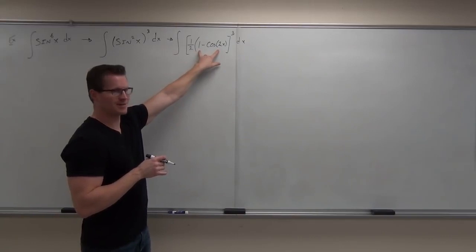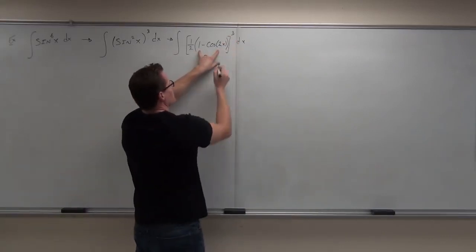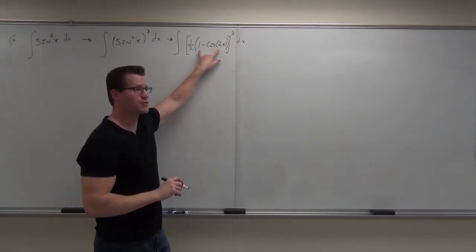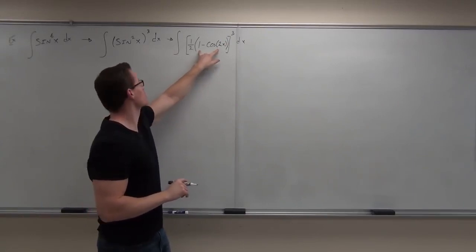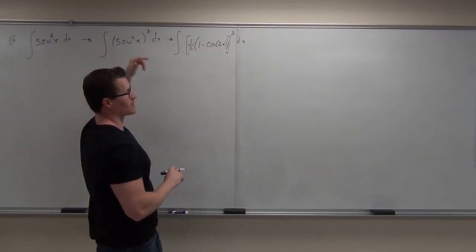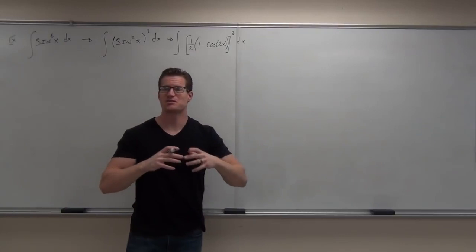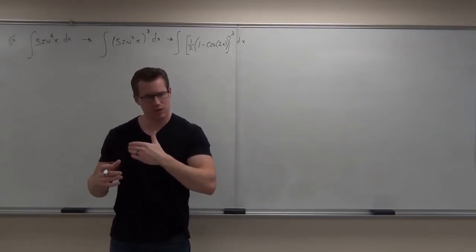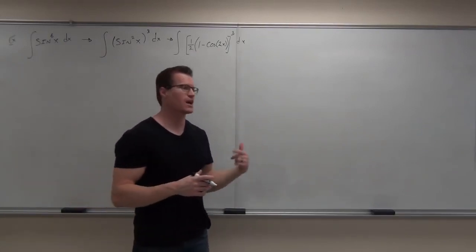Now, what do you have to do with this thing? Just keep it that way. Foil it. Oh, you know what, I forgot something, sorry. You're going to have to distribute that. If that was to a higher power, you'd have to distribute even more. So if you're going to do this method without a reduction formula, you actually have to distribute that.